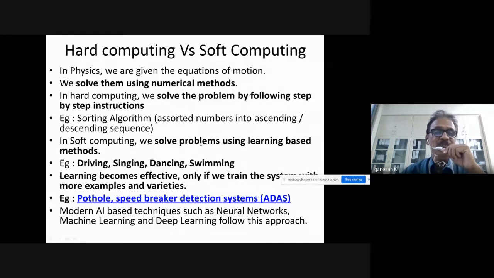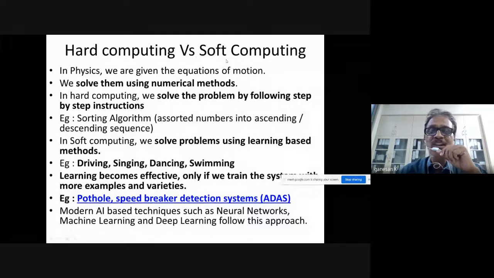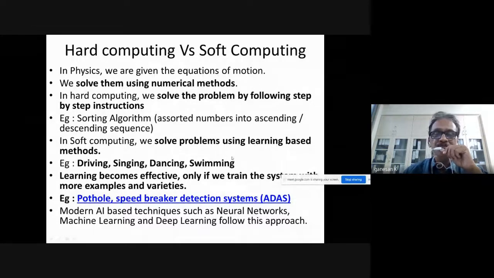But in recent times, there is a paradigm shift. A lot of interest is going towards what is called soft computing. So what is this soft computing doing? In the case of soft computing, we try to solve problems using what is called a learning-based methodology.